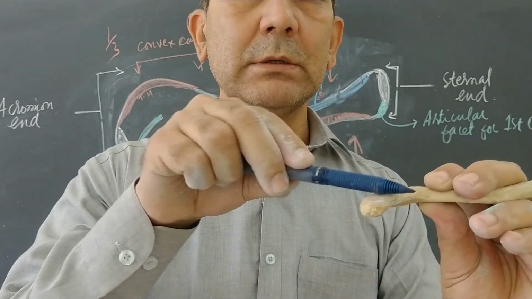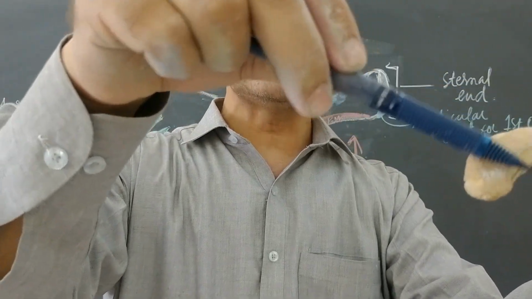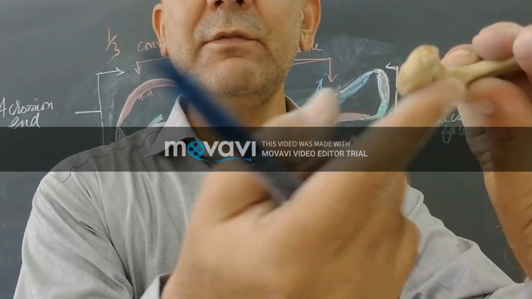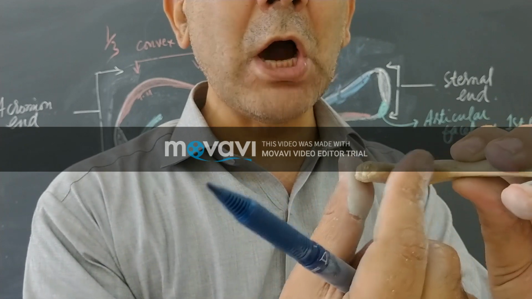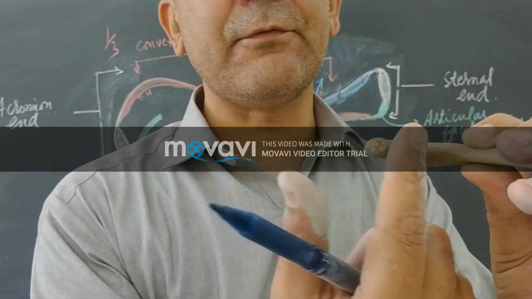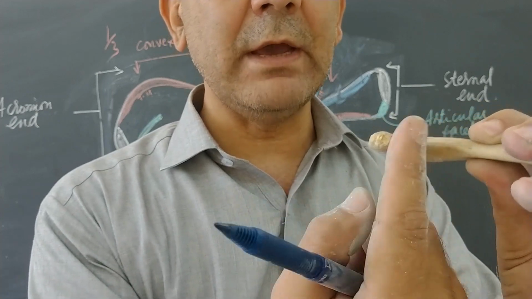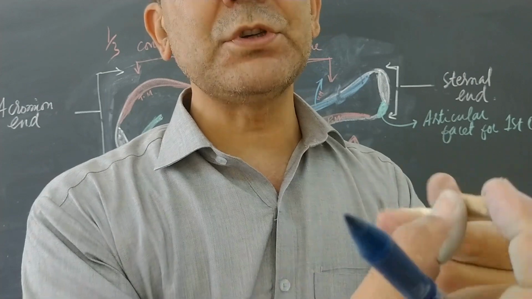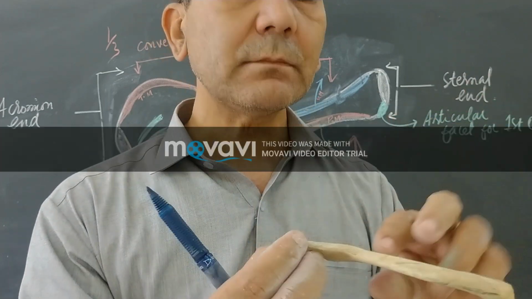The upper surface is called the superior surface, and this surface is called the inferior surface. And this is the sharp ridge-like structure at the anterior concave area. This is called the anterior border, and the posterior side is a rough structure. This is called the posterior border.